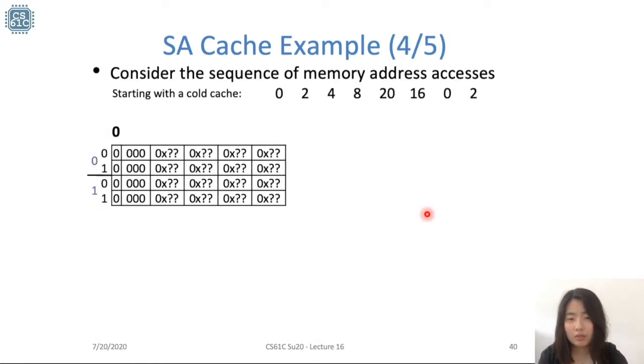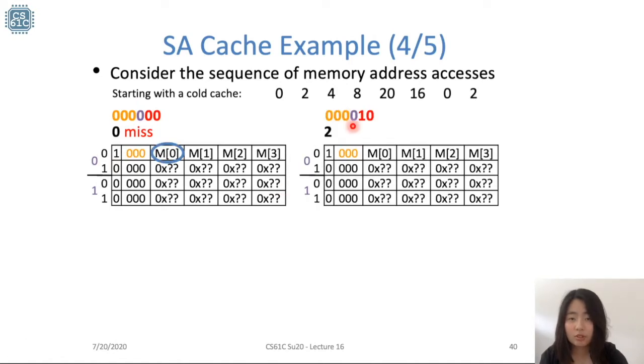Alright, here's the sequence of memory addresses. It's the same sequence as for the fully associative cache. Let's see what's the difference here. In the beginning, we have a cold cache, so valid bits are all 0. Memory address 0 will have a miss. Because the index bit is 0, we look at the first set, change the valid bit to 1, record the tag, and bring the data block in.